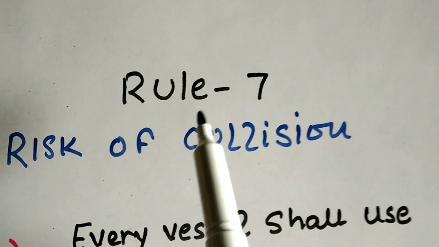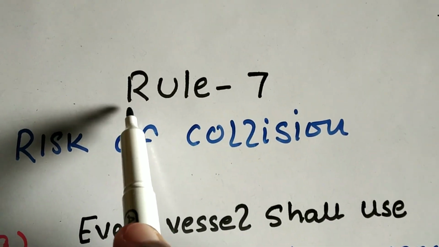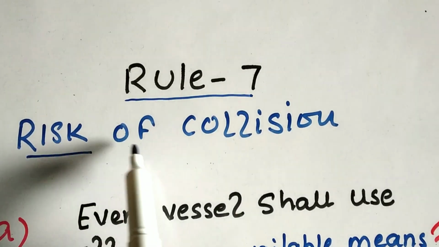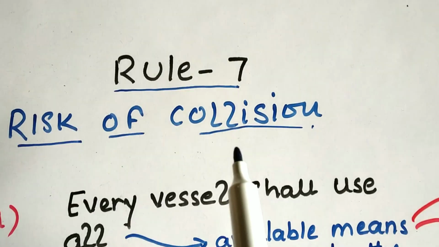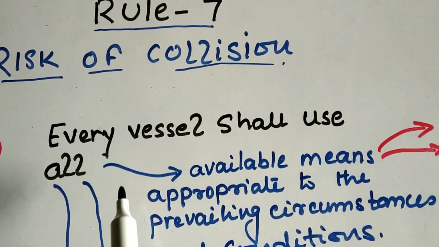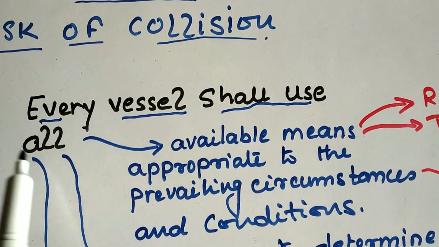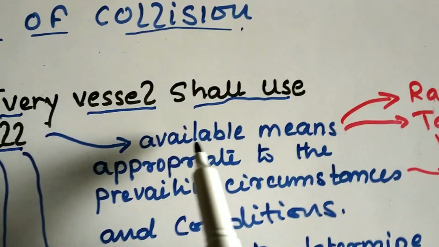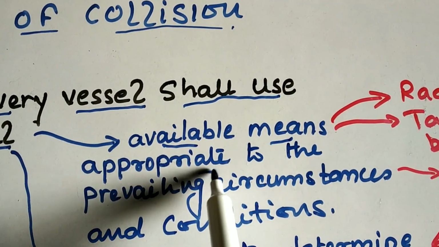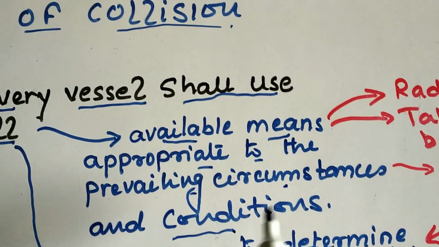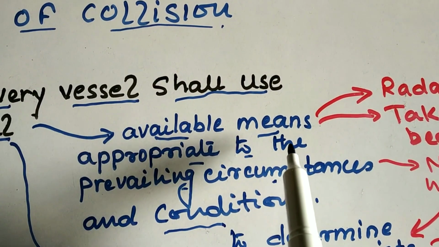Hello and welcome. In this video I'm going to discuss Rule 7 of the COLREGs, that is risk of collision. In Part A we can see that it says every vessel shall use all available means appropriate to the prevailing circumstances and conditions. So what are these available means?